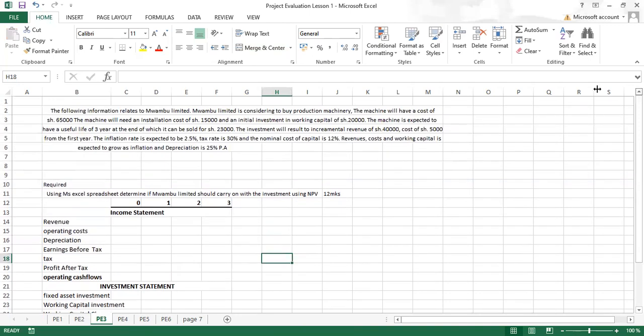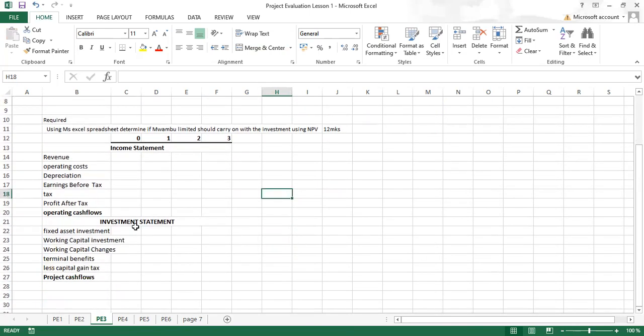And so we've been told the machine will need an installation of 60, 65, and 15, that's 80. And the initial working capital is 20. So fixed asset investment, we always invest in year 0, it's 80. And I want it to be a negative. Working capital investment is 20.